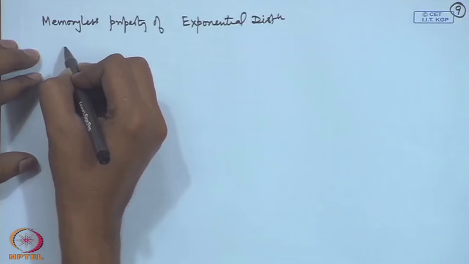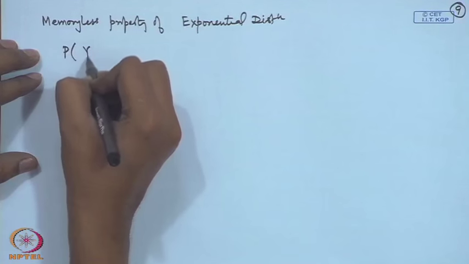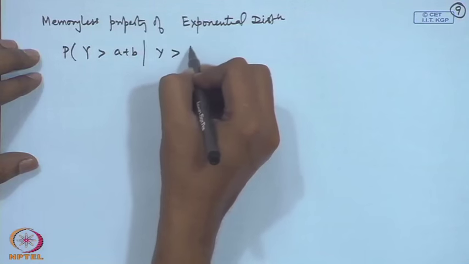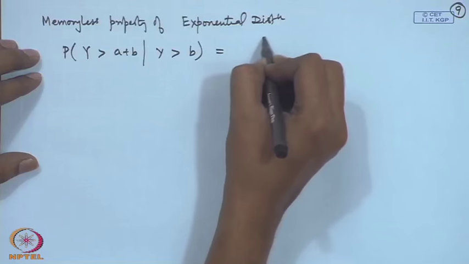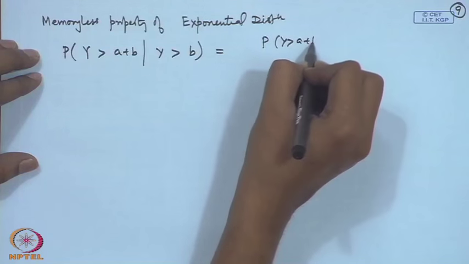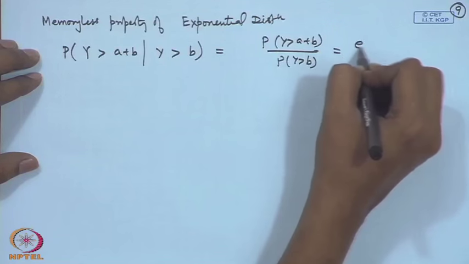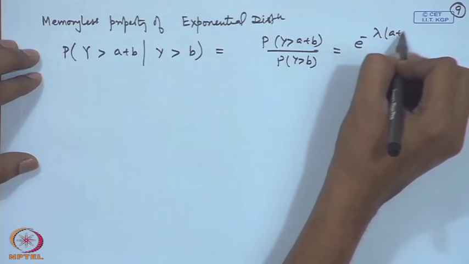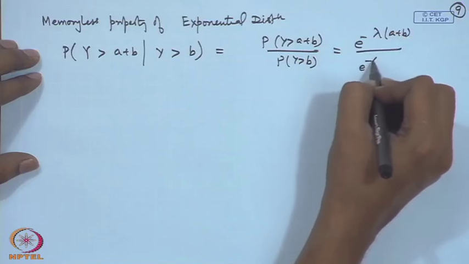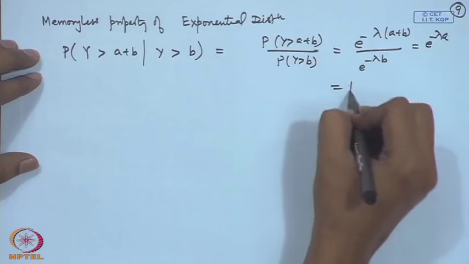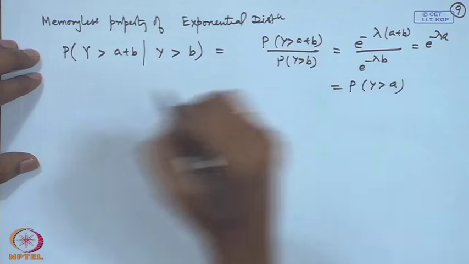So, let us consider the probability of Y greater than a plus b, given Y greater than b. Then it is equal to the probability of Y greater than a plus b divided by the probability of Y greater than b. Now, this is equal to e to the power minus lambda (a plus b) divided by e to the power minus lambda b, which is equal to e to the power minus lambda a, which is nothing but the probability of Y greater than a.